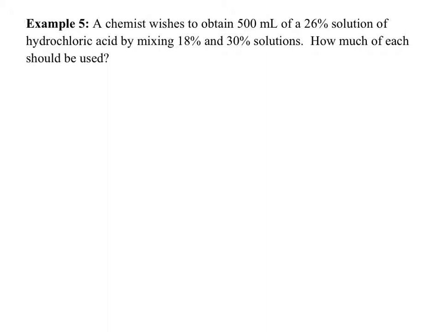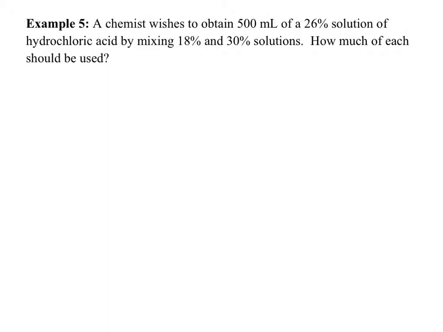If I take half of 18% and half of 30%, I get 24, which is the midpoint, or the average of those two. What's halfway between 18 and 30 is 24. So if I mix those two evenly, I'm going to get a 24% solution. Do I want a 24% solution? I want one that's greater than that, so I need more of the 30%.